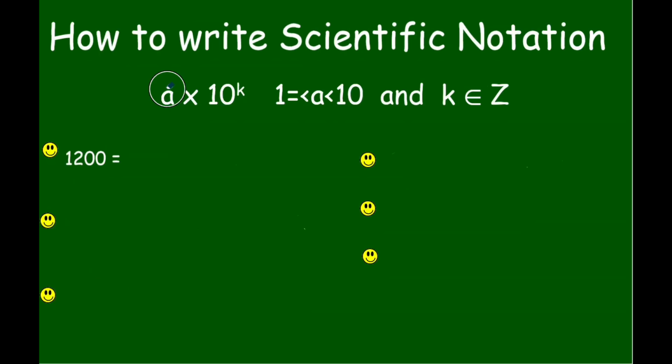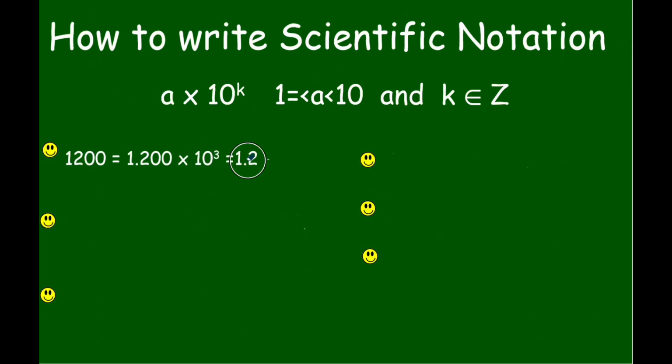Now, let's learn how to write any number in scientific notation. Scientific notation expresses a number in the form of a times 10 to the power of k, where a is a number greater than or equal to 1 and less than 10, and k is an integer that tells us how many times to multiply or divide by 10. For example, if we have the number 1200, we can write it as 1.200 times 10 to the power of 3. Of course, we can write 1.2 times 10 to the power of 3 instead.